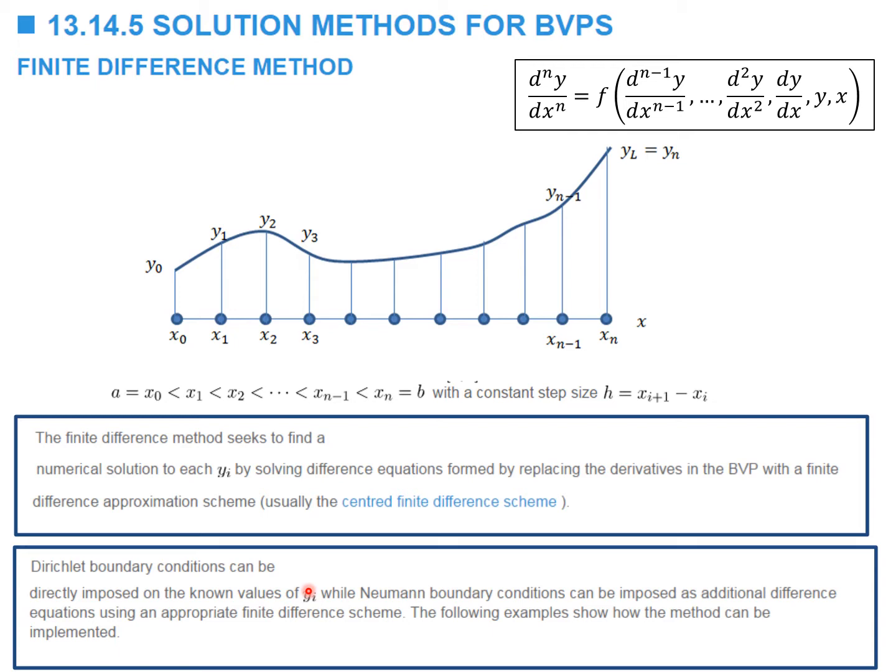The different boundary conditions can be imposed on the values of the yi's. The Dirichlet boundary conditions can be imposed on the values of y, while the Neumann boundary conditions, which are boundary conditions on the derivatives of y, can be imposed as additional equations to the differential equation. And we are going to present some examples to show you how this is done.